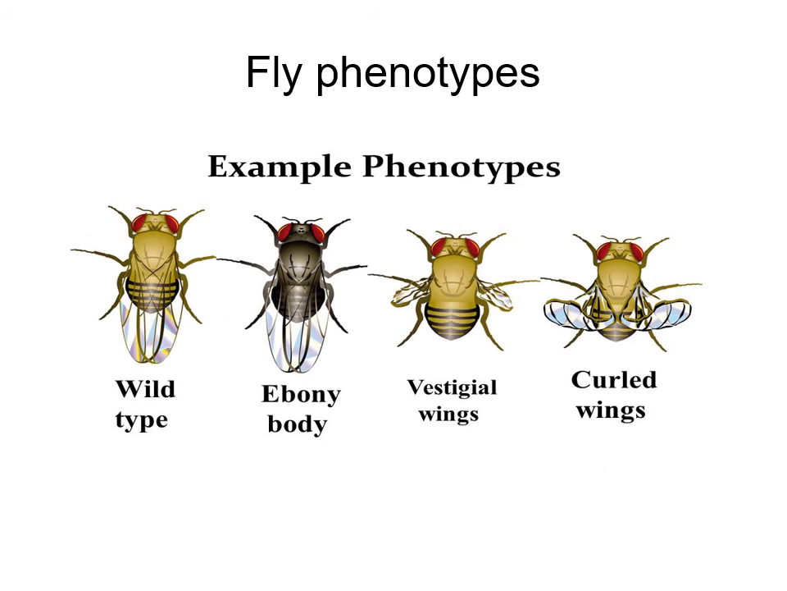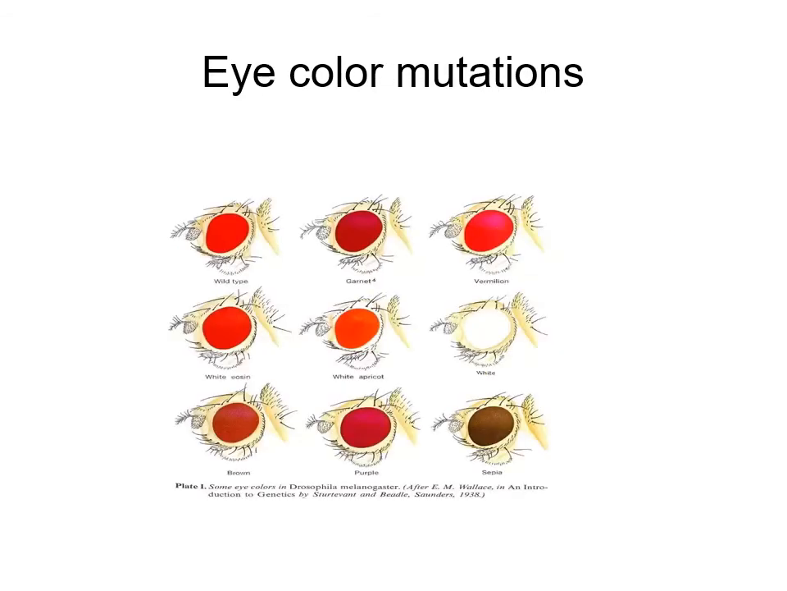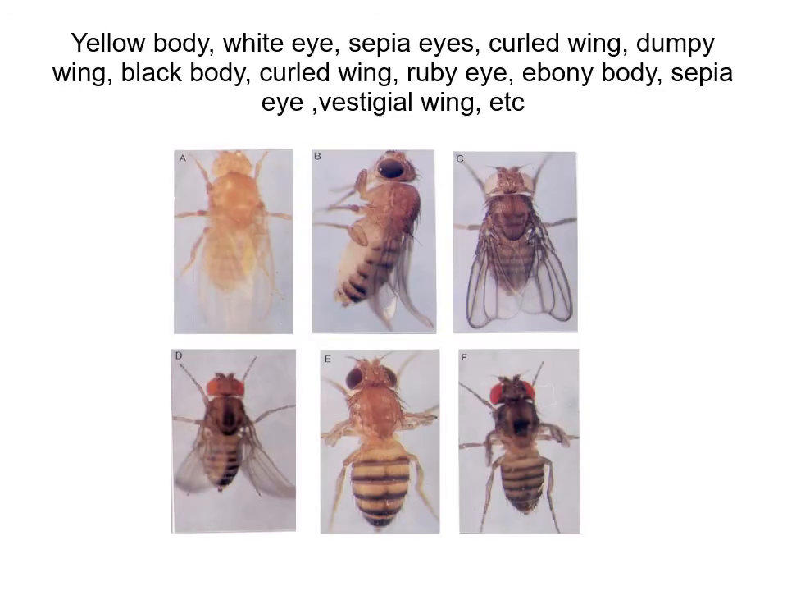Okay, so the kinds of phenotypes one looks at in flies have to do with some of these very visible morphological changes. You've got ebony body, vestigial wings, curled wings. Many different eye colors were commonly used to make maps. And here's a picture of all different sorts of ones. We've got one with a yellow body, white eye, sepia eye, curled wing, dumpy wing, black body, ruby eye, vestigial wing, etc. So these are the types of morphological markers that were used in constructing the earliest genetic maps of fly and everybody else.